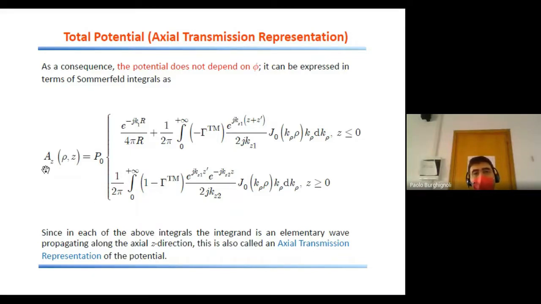However, this form makes it evident the rotational symmetry of the structure, because it is clear that there is no dependence on phi. So the only dependencies are on rho, the radial coordinate, and on z, the vertical coordinate. This is our starting point.